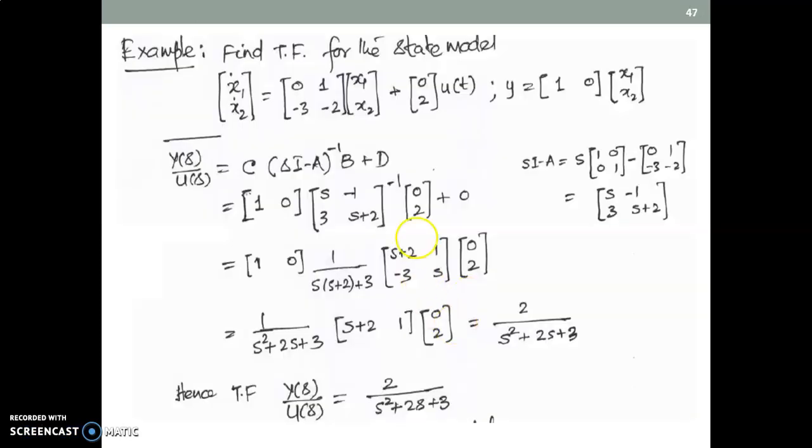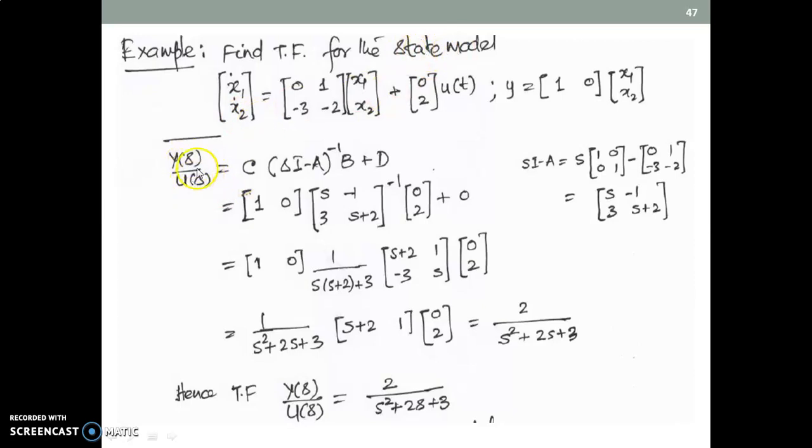Find the transfer function for the given state model. Here it is given x dot equal to Ax plus Bu, and y equal to Cx plus Du, where D is 0 here. In the given state model, this is the state equation and this is the output equation, and together they are called the state model. So how do we find the transfer function?